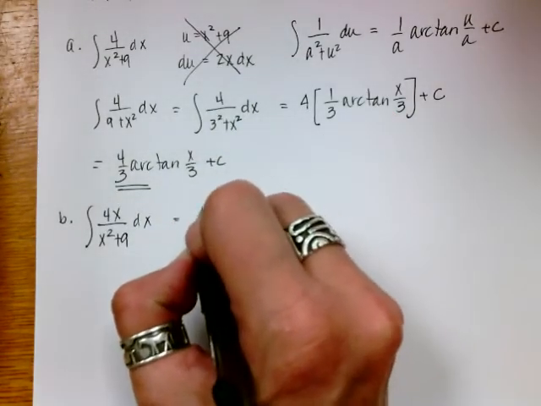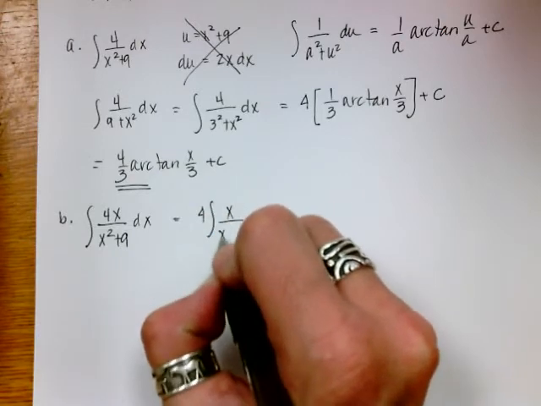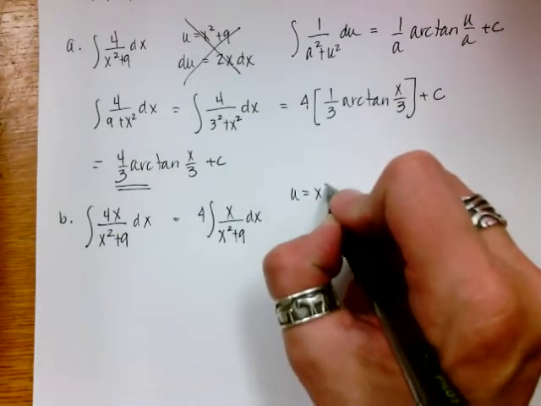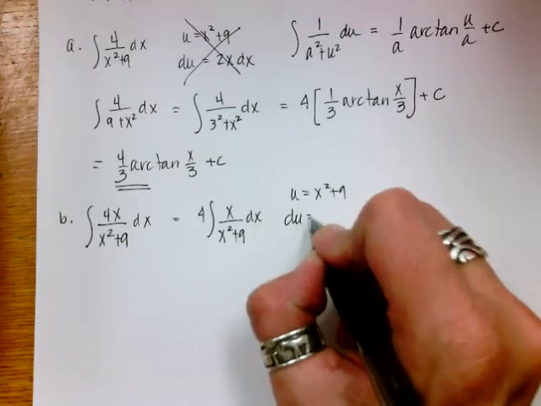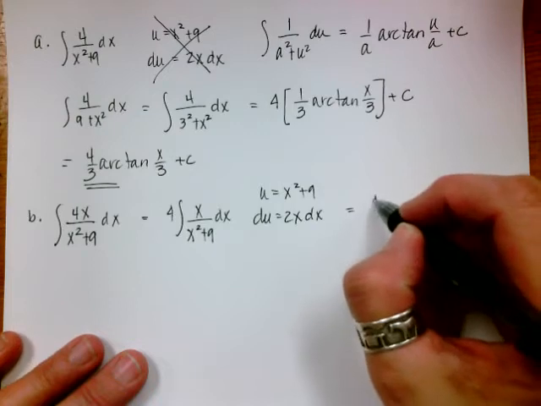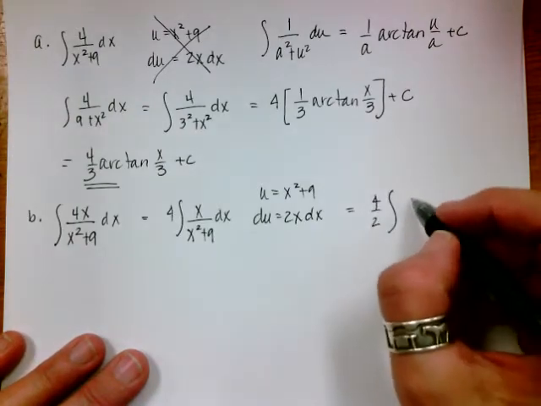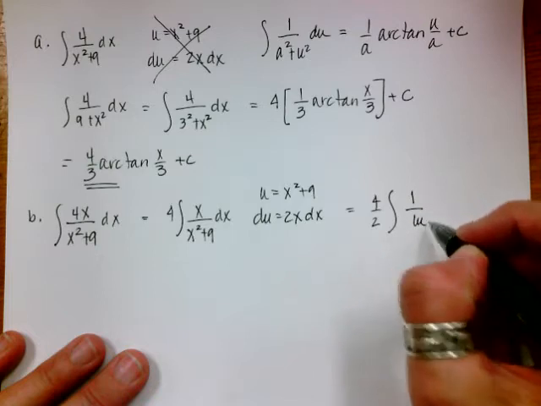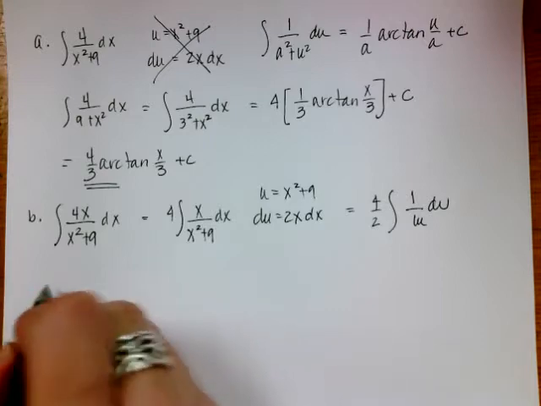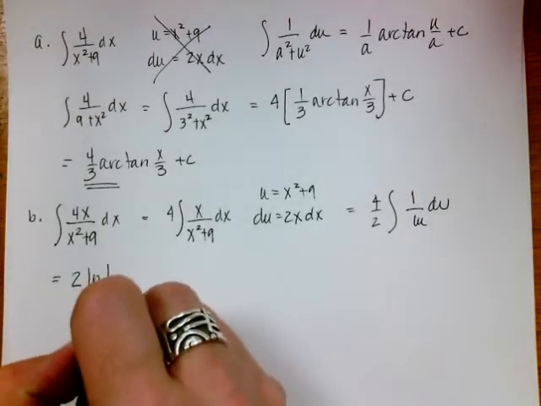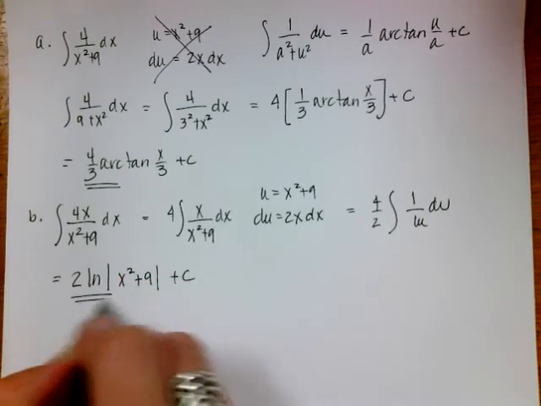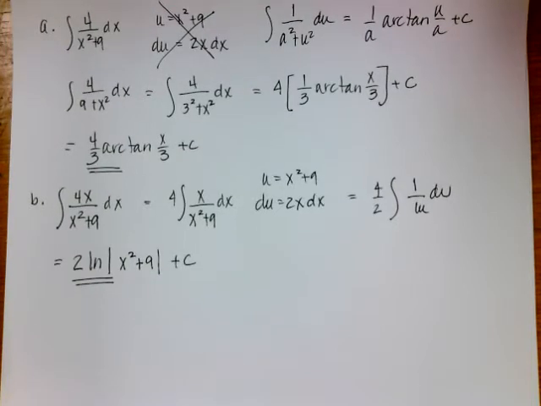So I am going to pull that 4 out front, and I'm going to have x over x squared plus 9 dx. So I'm going to let u equal x squared plus 9. du is 2x dx. So I need a 2 on the inside, so I'm going to introduce a 2 on the outside, and then I end up with 1 over u du. Lots of u. This is going to be 2 natural log of u, which was x squared plus 9, plus c. And that one's done.